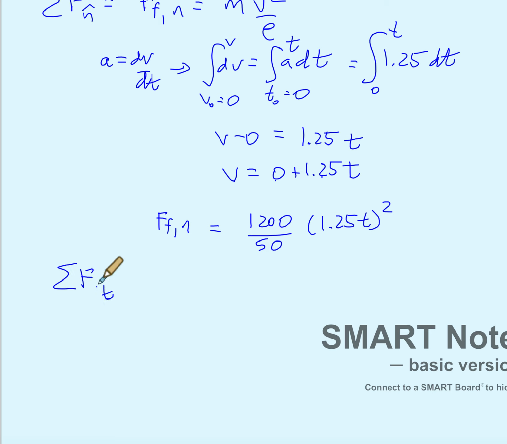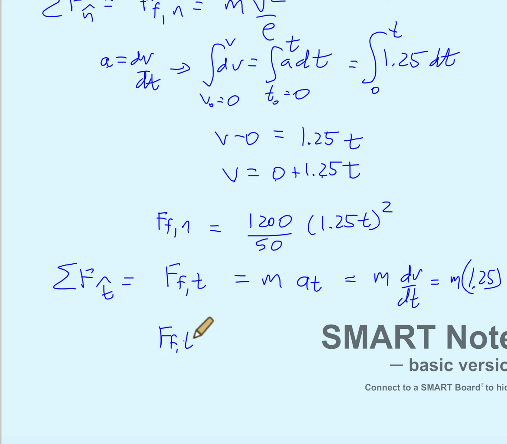Let's next sum forces in the tangent direction. Well, it's the tangent component of friction. That must equal the mass times the tangent acceleration. What is the tangent acceleration? Well, it's dv dt. And we know that dv dt is our acceleration. It's a constant 1.25 meters per second squared. So our tangent component of friction, with 1200 for the mass times 1.25, is actually a constant value. It's 1500 newtons of force.